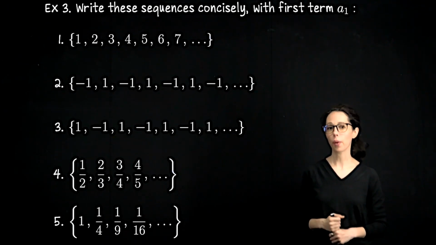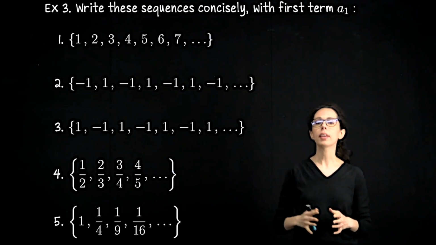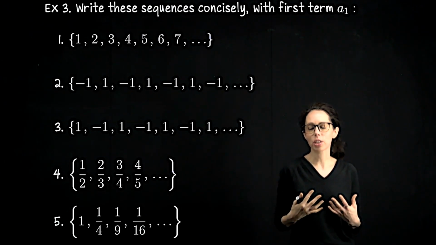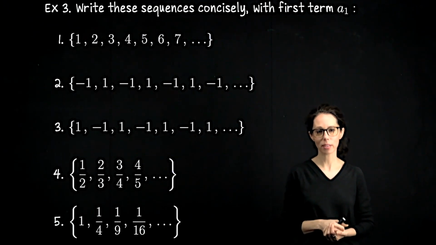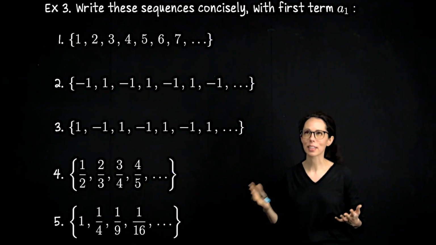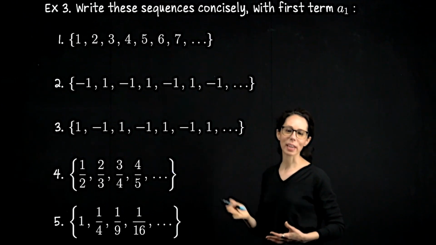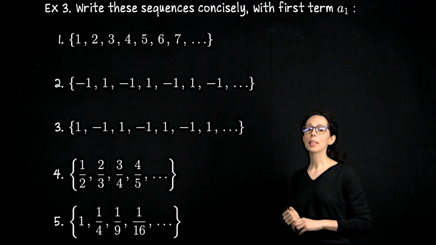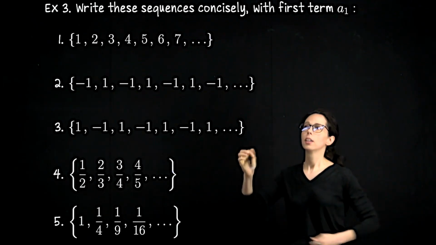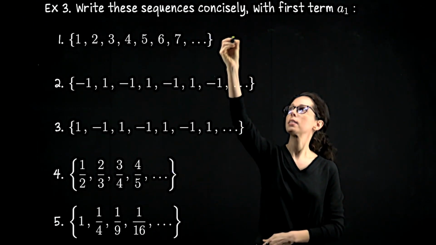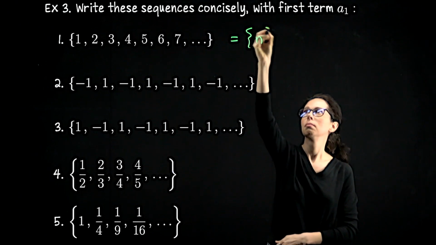Now let's go the other way. In these examples, given the first few terms in a sequence, let's see if we can write down a generic expression representing the nth term in the sequence. So our first example is the classic 1, 2, 3, 4, 5, 6, 7. So the first term is 1, the second term is 2, the third term is 3. That means the nth term is just n. So we'll say that this sequence can be written more concisely as n.